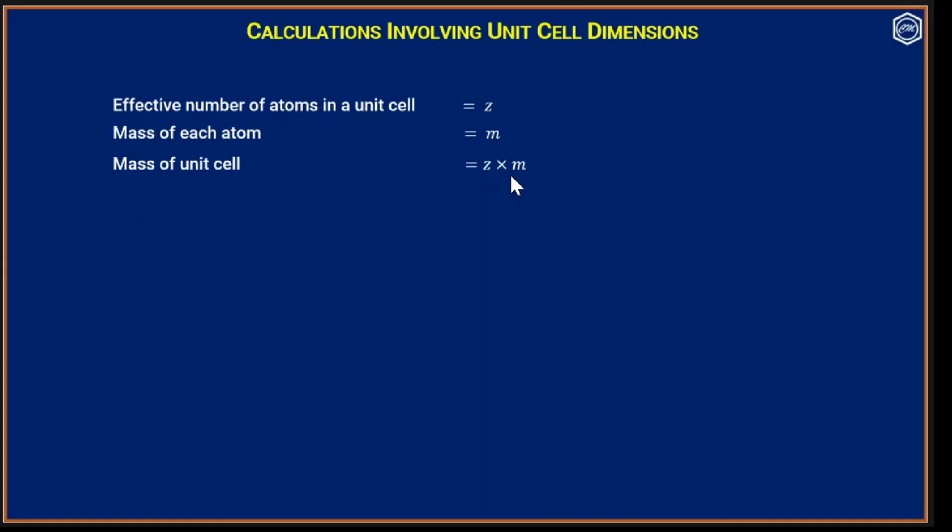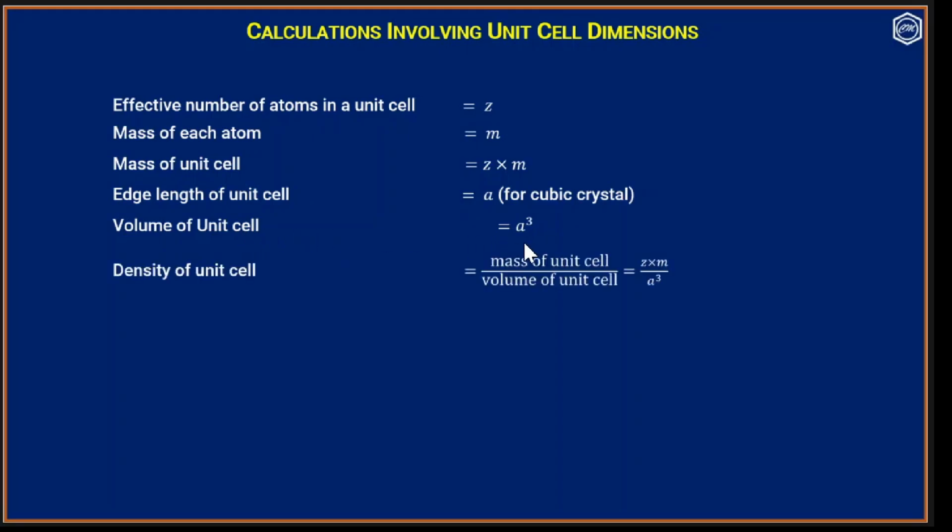Let us consider some of the relations by which we can calculate density, unit cell dimension, etc. The effective number of atoms in a unit cell is Z. Now mass of each atom is taken as small m. Mass of the unit cell will be effective number of the atoms in the unit cell into mass of one atom. Edge length of the unit cell is A. So we use this equation for cubic crystals. Therefore the volume of the unit cell will be A cube.